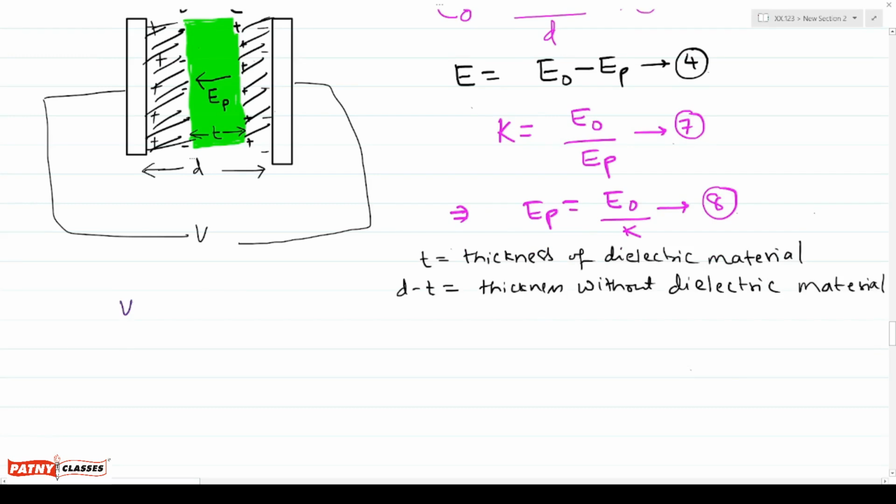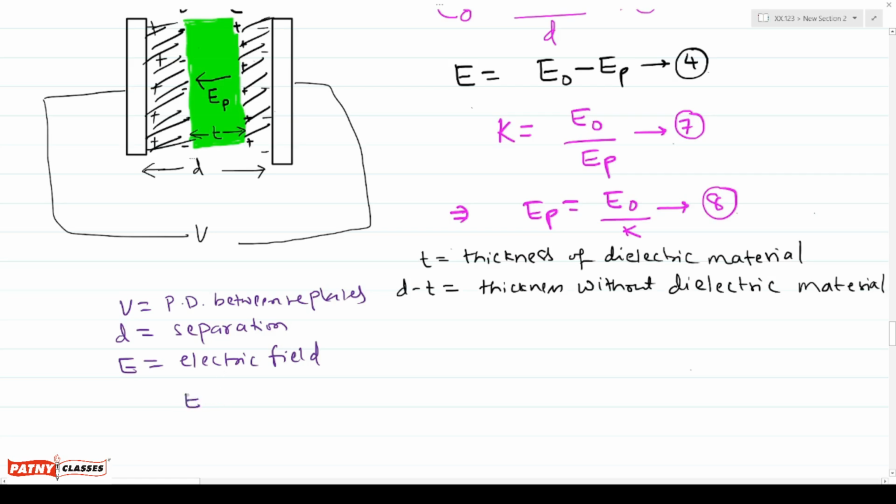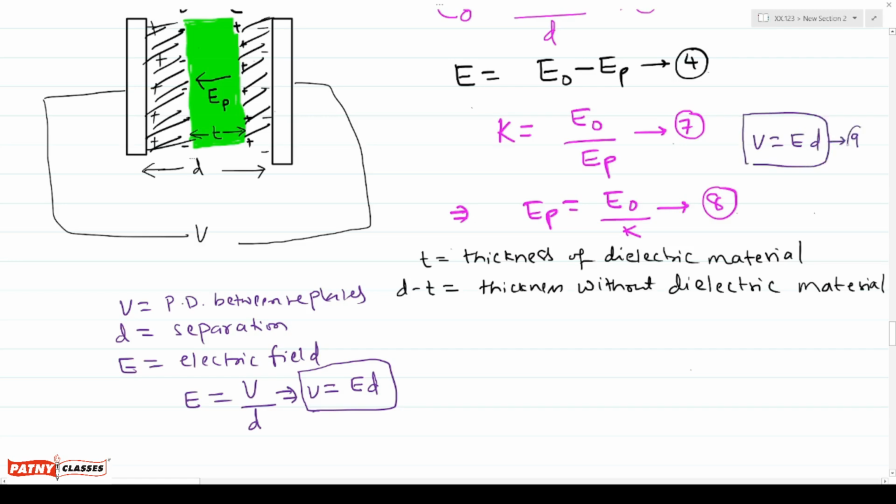We know that if V equals the potential difference between the plates, D equals the separation between the plates, and E equals the electric field, then the relation between them is given by the formula E equals V upon D, which implies V equals E into D. That is, V equals E into D. Call it relation number 9.